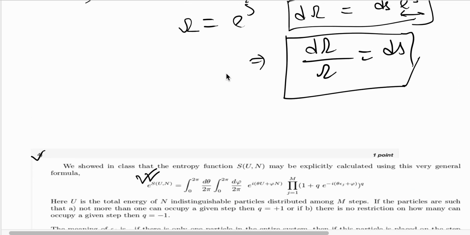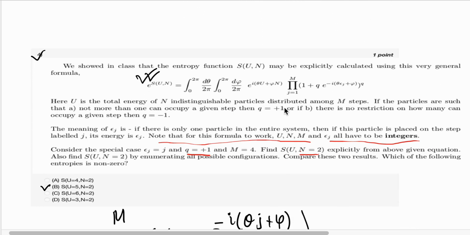That means this formula is actually alright. So we have checked that if there is a 4th staircase and 2 particles, and we want the total energy of the system to be 5, then there are only 2 ways by counting, and by solving this equation we also get that our entropy is ln 2.